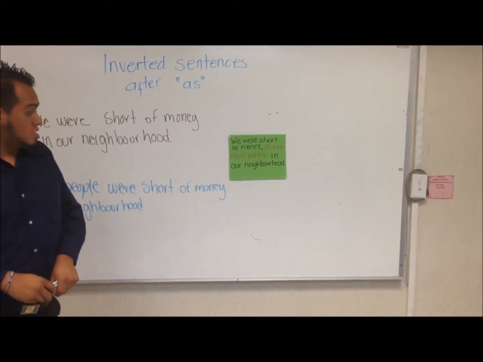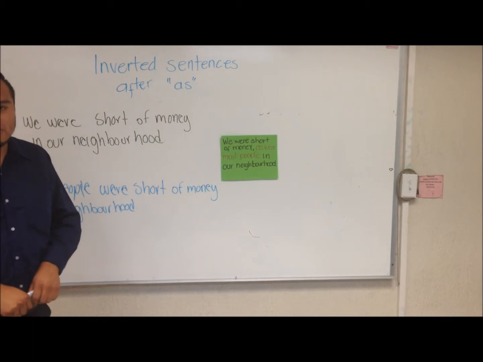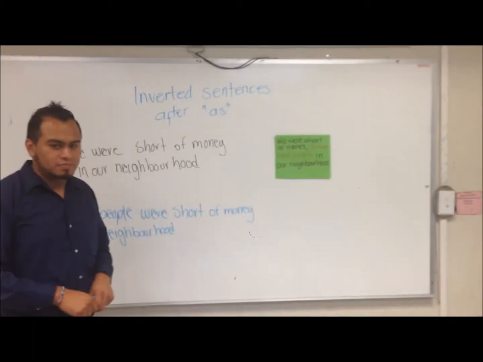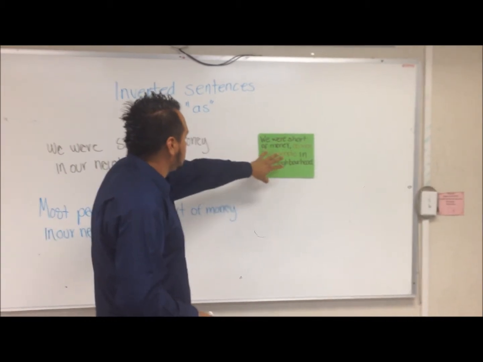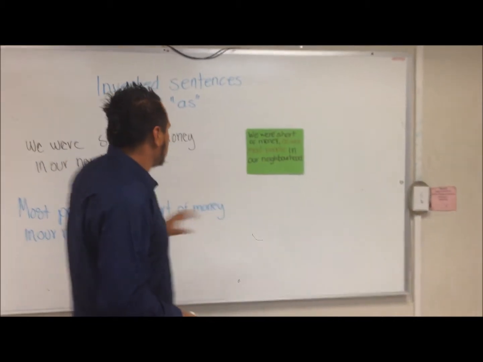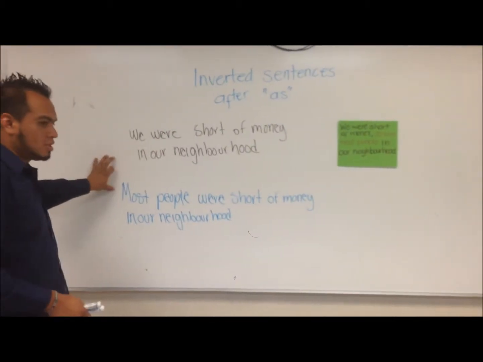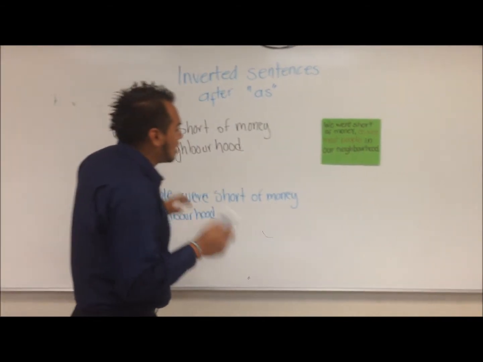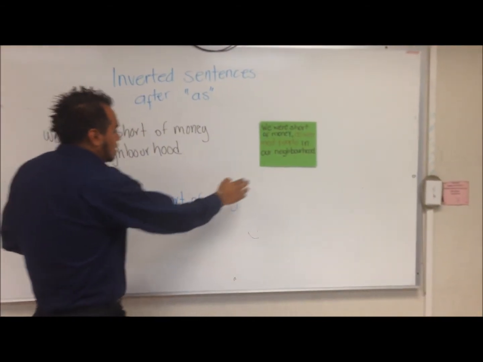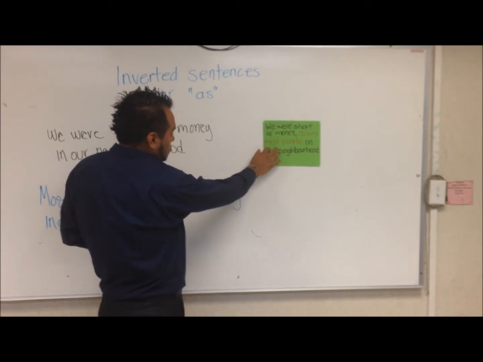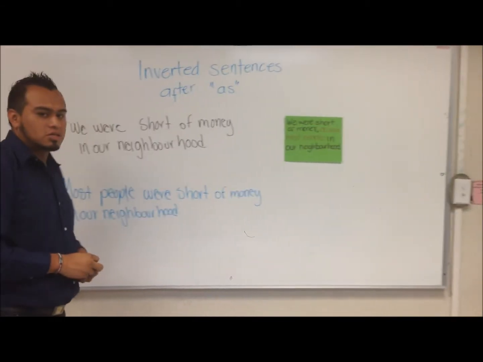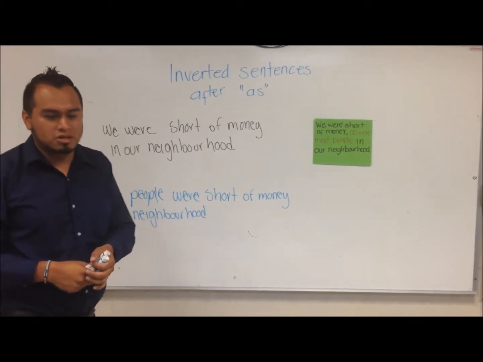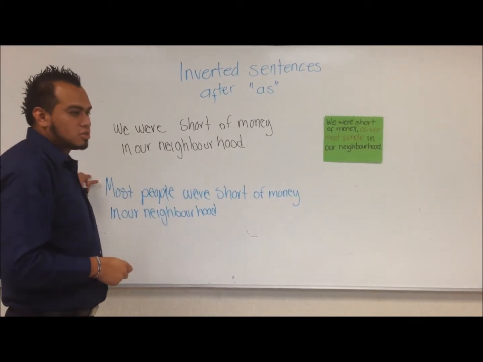We were short of money, as were most people in our neighborhood. Okay, so this is the result. We were short of money, as were most people in our neighborhood. That is the combination of these two sentences. So what we have to highlight is that the auxiliary verb goes just before the subject. Okay, so that will give us the inversion of these two sentences joined together.